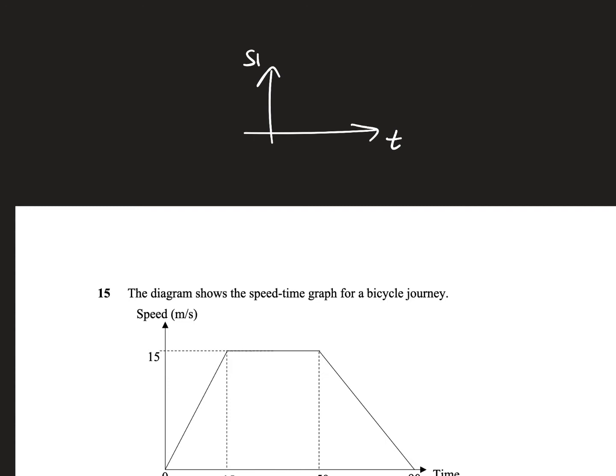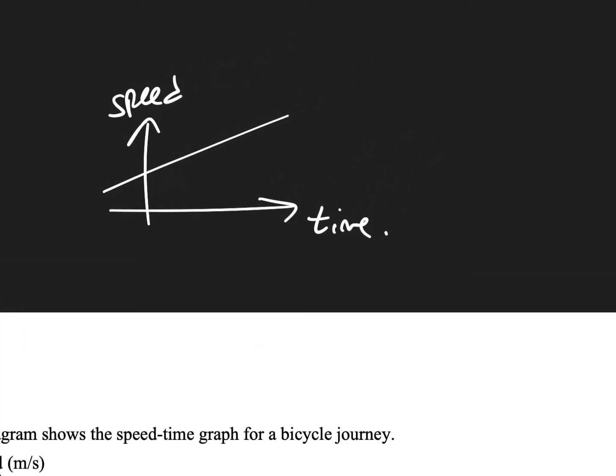So let's say you have a speed-time graph, whatever it is, it can look like anything. The first thing that I think of is that the gradient gives me the acceleration. Acceleration is how much the speed is changing with respect to time. So it tells me as time changes, how much the speed is changing, which is the gradient.